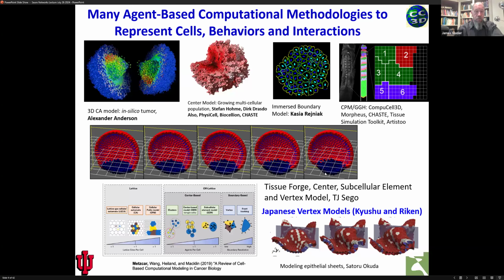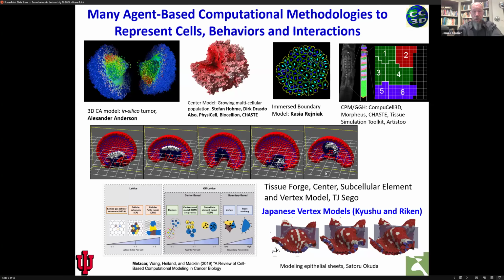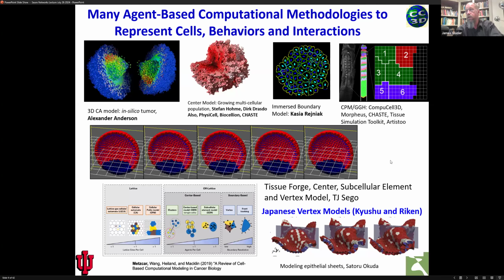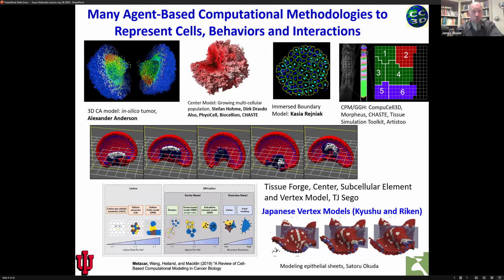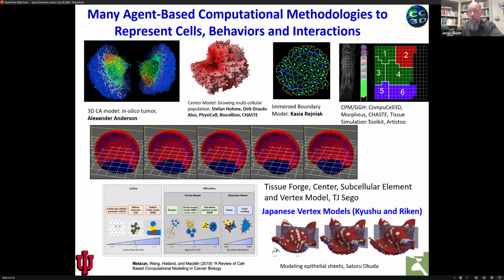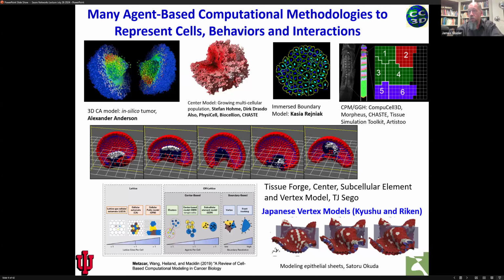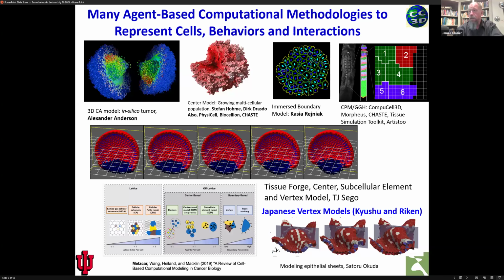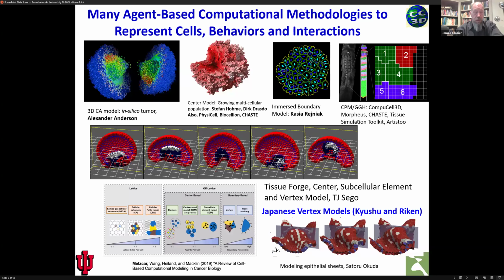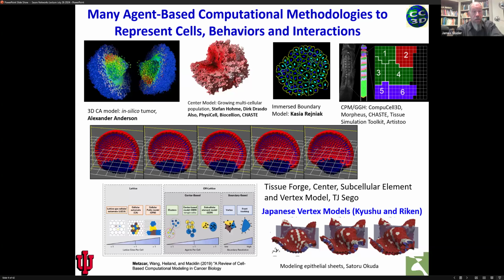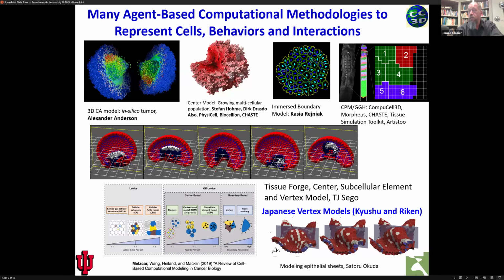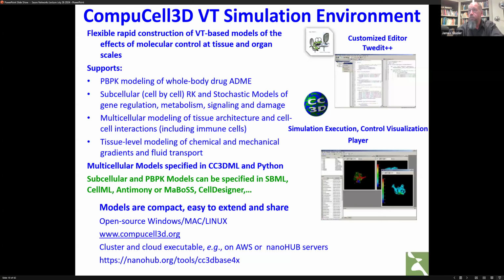TJ has a beautiful package called Tissue Forge, which is actually this set of movies that are running in the middle here of this image. You could do mechanics, finite element-like simulations. There's what are called vertex model simulations. We use a lattice-based method, which we find as a bit of an intermediate in terms of the level of spatial detail and complexity that we like to work with.